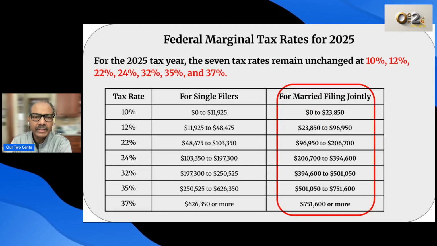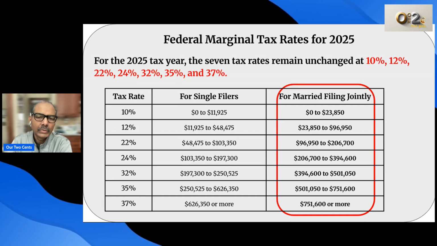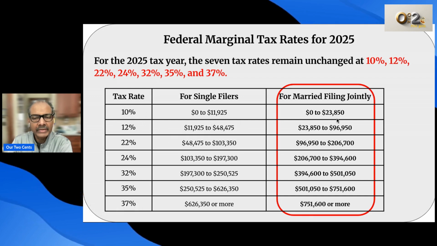As I mentioned in episode one, the federal income tax is based on marginal tax rates as your income goes up. As an example on this slide here, the first income tax bracket is around 10% and it's up to $23,850 for married filing jointly.